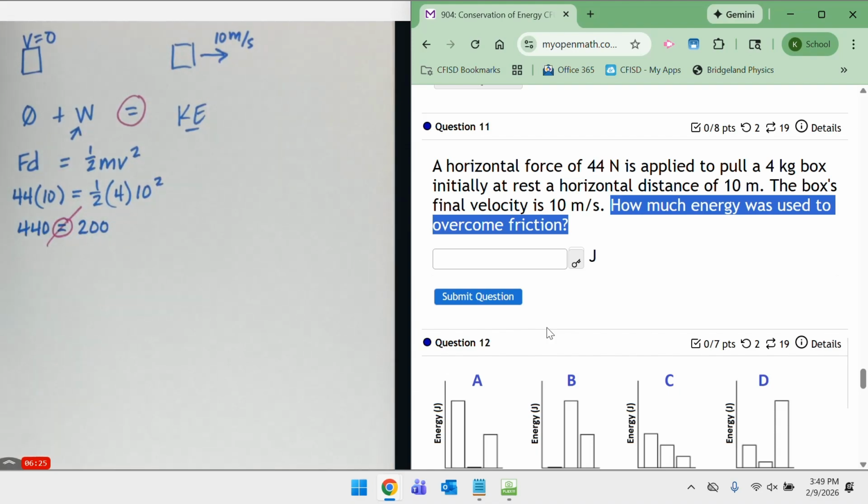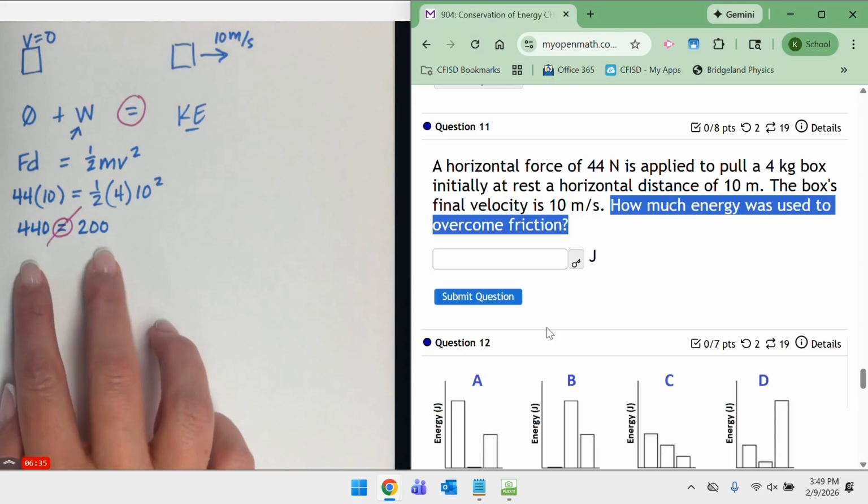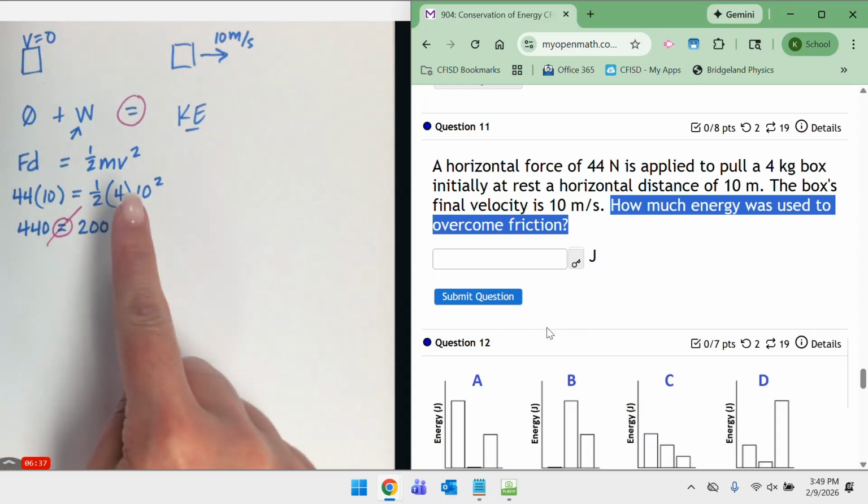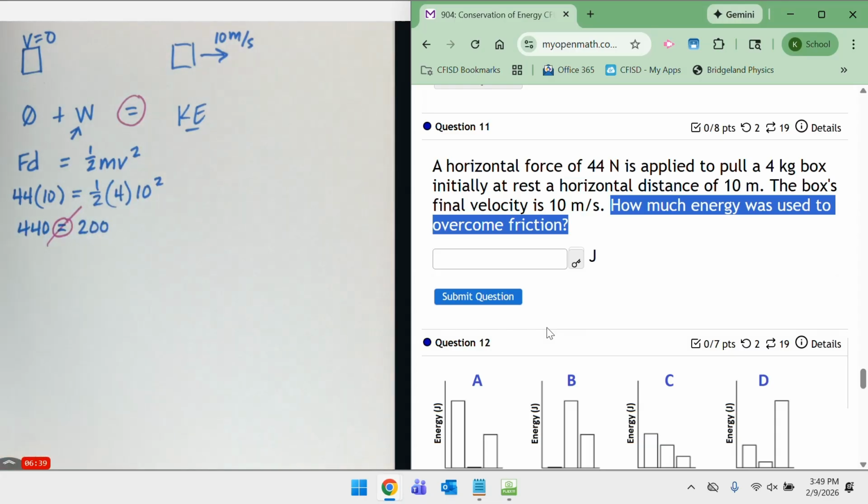Okay, so why aren't they equal? Well, there's friction. That's the whole point. It's not moving as fast as it should be. So how much energy was used to overcome friction? We did this way in class a couple times where we just figured out, hey, here's what we started with, here's what we ended with. They're not the same, find the difference. And that's basically what we need to do now.